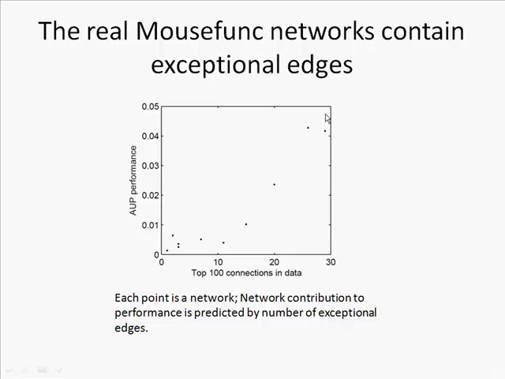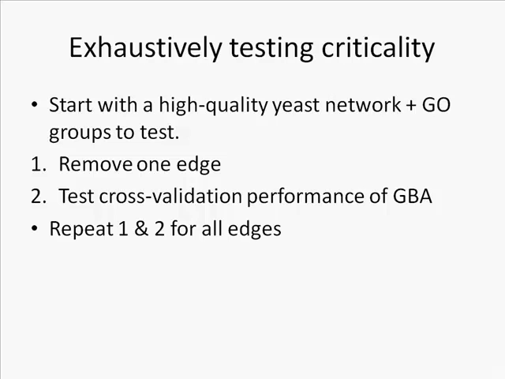So that suggests that maybe a lot of the performance that they're reporting using precision recall is coming from a very small number of edges in the network. Which should be kind of scary, that you can take a network of 4.5 million edges, throw out 99.99% of it, and still do okay.